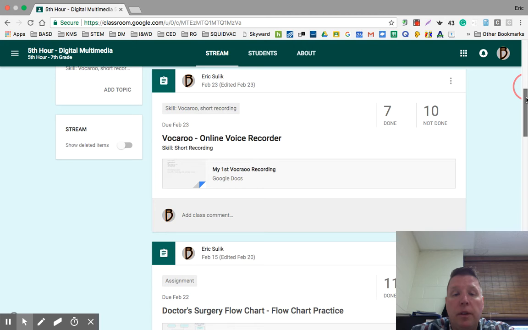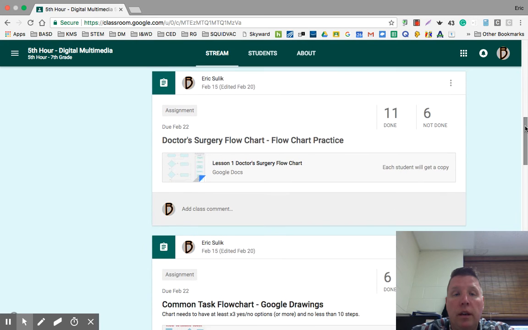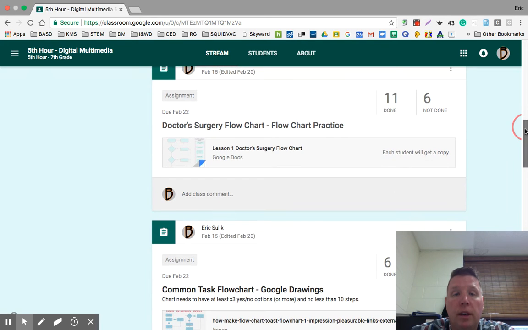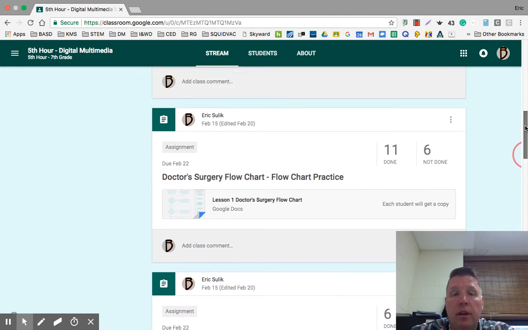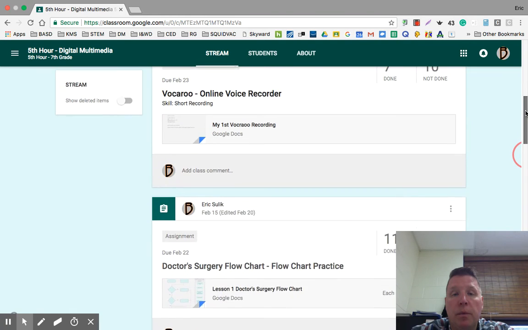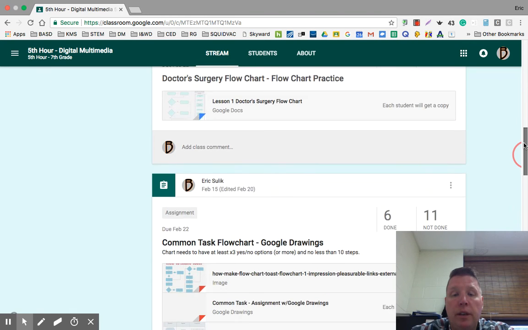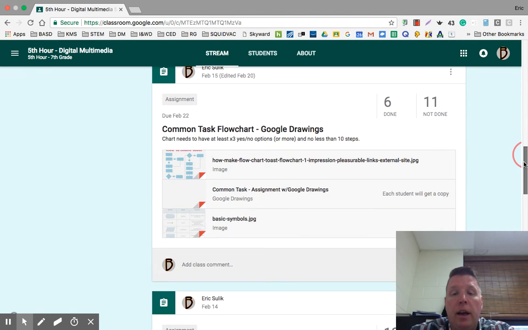The other thing that is past due for some of you is the flowchart, the Common Task flowchart. Well over half of you have not completed this as well. So this should actually take priority over the other assignment in Vocaroo. So these two, for some of you, that's what you're doing in class today, okay?